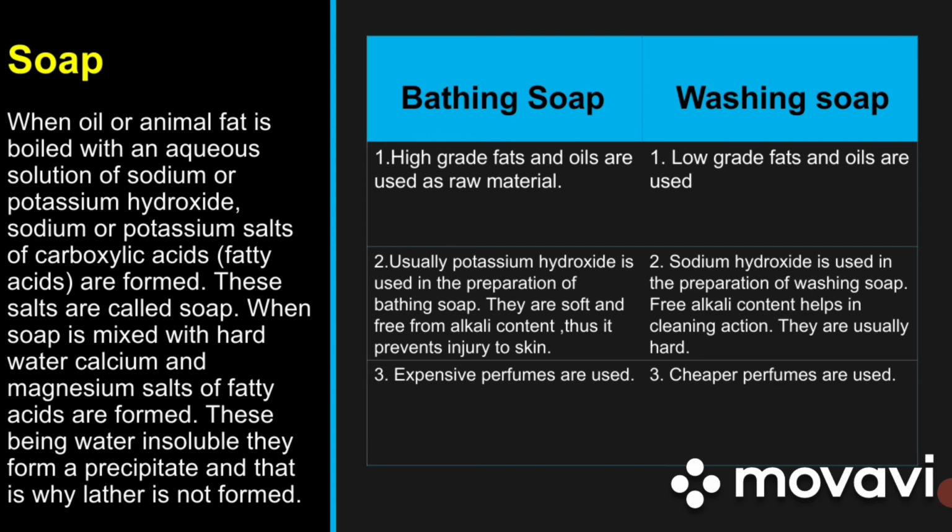In washing soap, sodium hydroxide is used in its preparation. Free alkali content helps in cleaning action. They are usually hard. In bathing soap, expensive perfumes are used. In washing soap, cheaper perfumes are used.